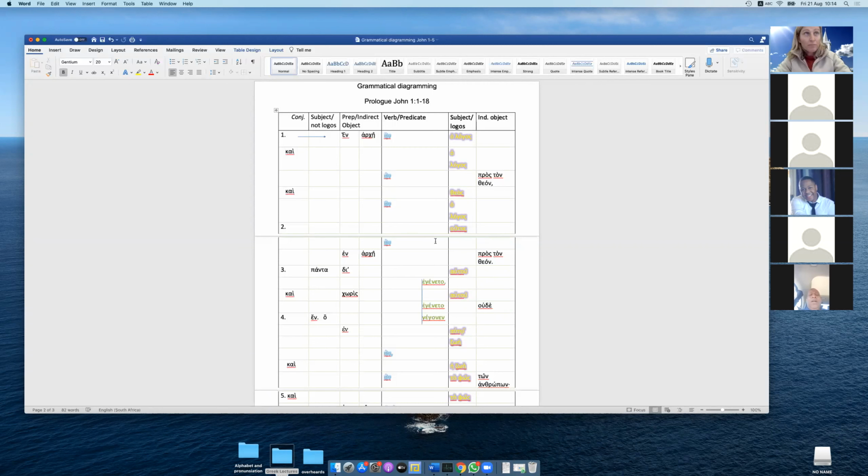So that is the meaning of this diagramming, so you can put the predicates, verbs, and objects in the right order, so you will then make the connection more easily. So next verse. We have done the second verse. The third one is panta di' autou.